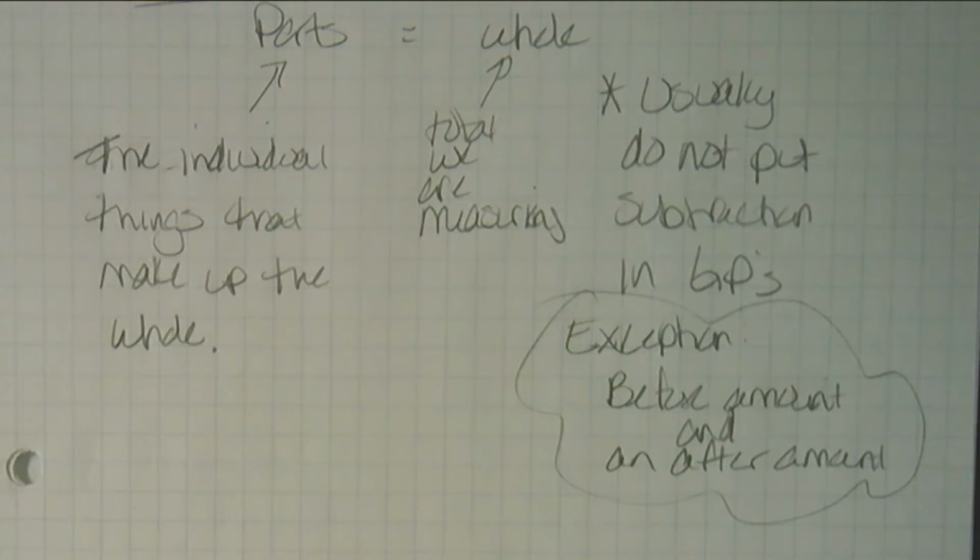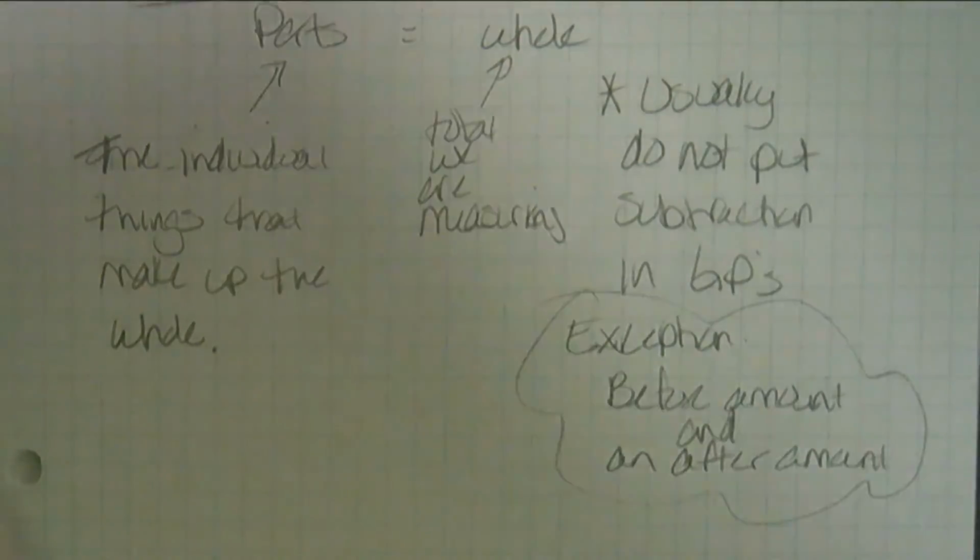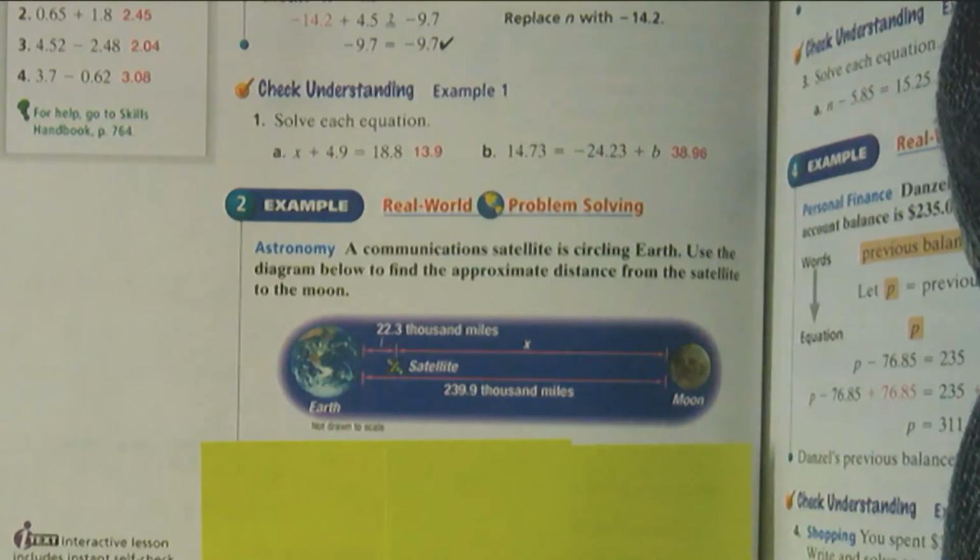So this is just a quick review. And we're just going to dive into some story problems. So my whole is the total of whatever we're measuring. The parts are the individual things that make up the whole. The only exception when we might have subtraction is if we have a before amount and an after amount. So I recommend that you draw this picture. I think drawing pictures and getting a visual of something is super helpful. It will help you figure out what your game plan is.